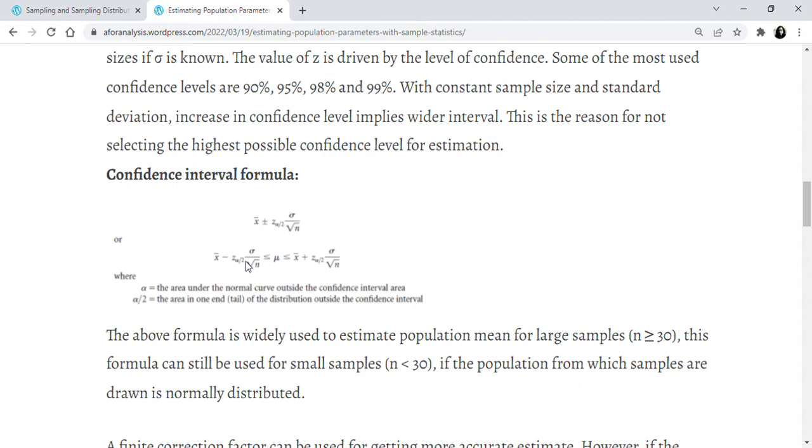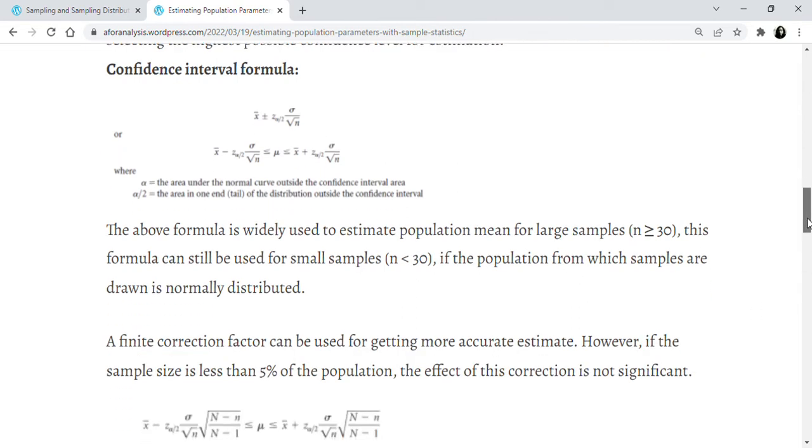You can also check that out. And this formula is actually meant for large samples where n is greater than 30. This formula can still be used for small samples where n is less than 30 if the population from which the sample is drawn is normally distributed. So with the assumption that the population is normally distributed, for small samples also we can use this formula.